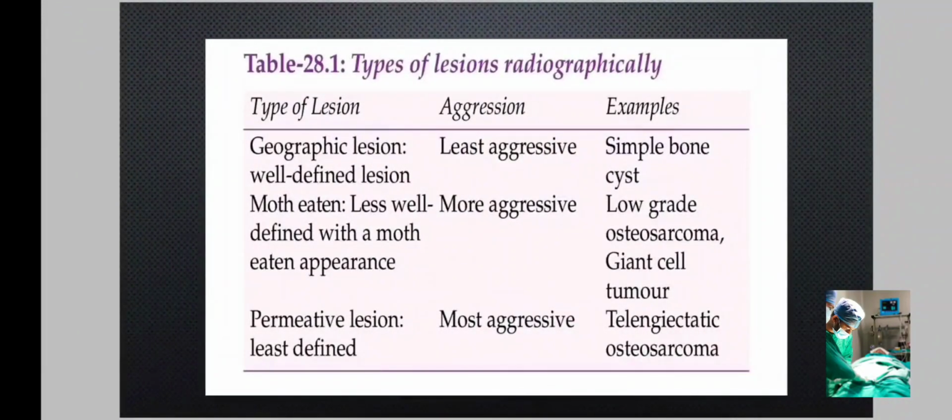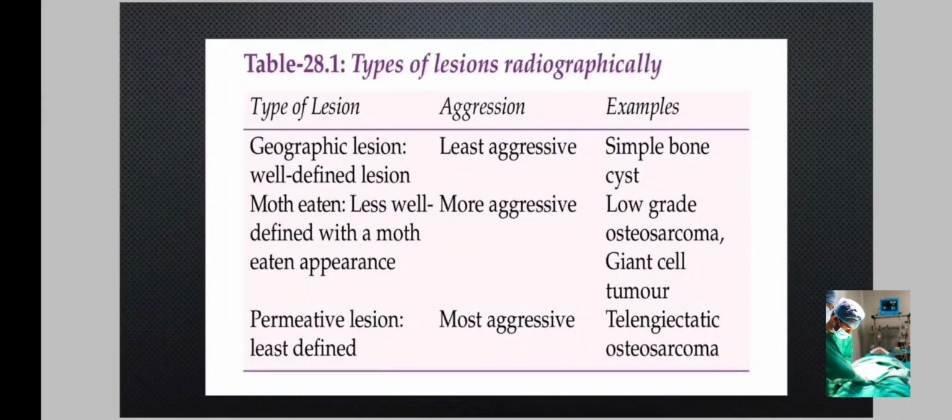Now let's see what are the types of lesion radiologically we can see. First, let's see geographic lesion. As the name suggests, as in geography we have studied many states and countries, they have a certain defined boundary. So they have the well-defined lesion, and aggression wise these are least aggressive. One example you can remember is simple bone cyst. We'll cover everything afterwards.